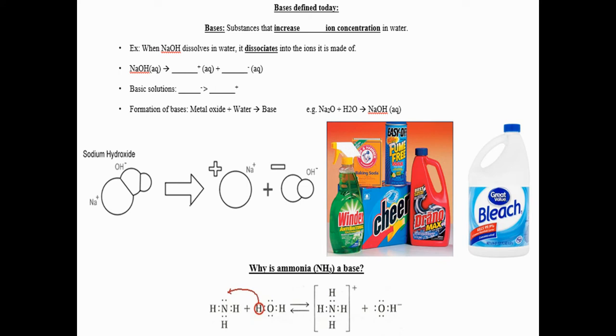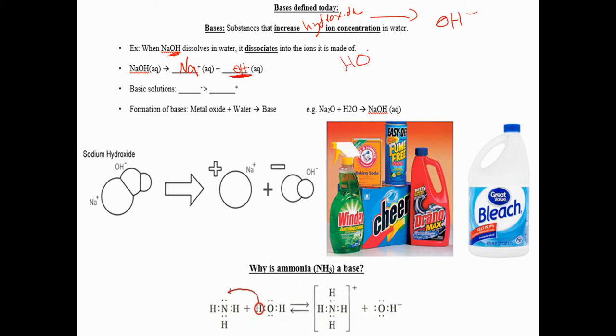Bases increase hydroxide ion concentration in solution. And hydroxide, remember, is OH-. So NaOH is an ionic compound. It's a base. We know that because there's no H there. It dissociates. Because it's already ionic, it can just split into its ions. It'll form Na+ and then OH-. So it increased the OH- ions in solution.